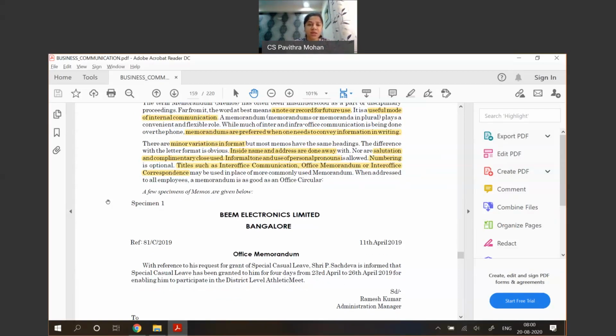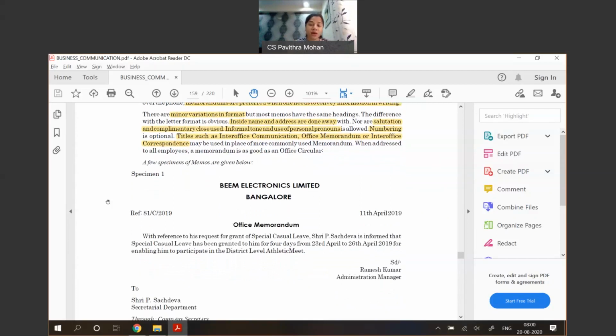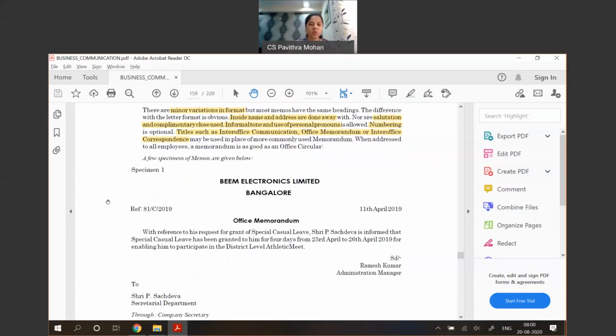Okay, there are certain minor variations from one company to another. It depends on the company procedures; however they want, they can follow the process. The other titles given for a memo will be inter-office communication, office memorandum, or inter-office correspondence. They can ask you, memorandum is also called what, of the three options given. So kindly make a small note: memo is also called inter-office communication, office memorandum, or inter-office correspondence.